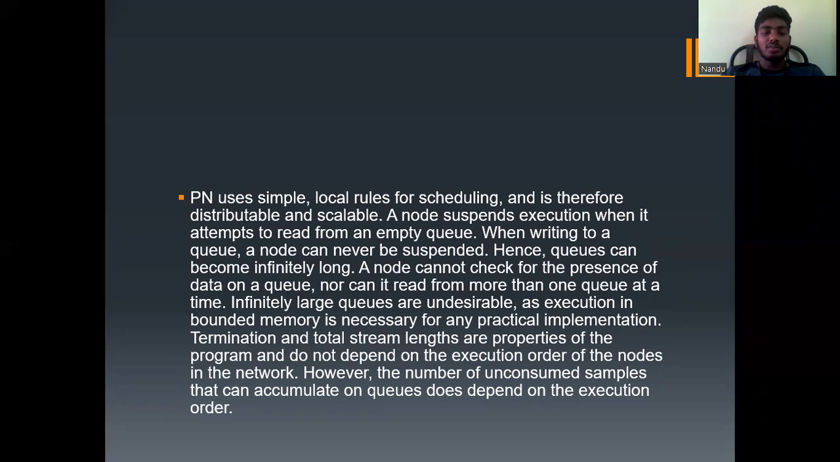Infinitely large queues are undesirable, as execution in bounded memory is necessary for any practical implementation. Termination and total stream lengths are properties of the program and do not depend on the execution order of the nodes in the network. However, the number of unconsumed samples that can accumulate on queues does depend on the execution order.